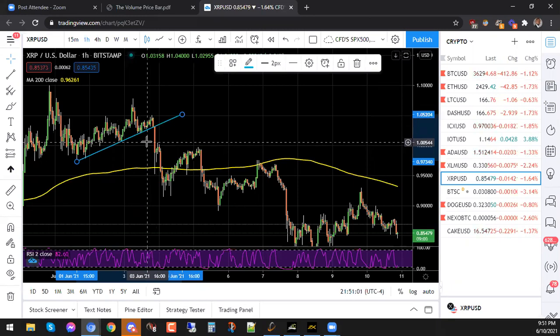Okay, any questions, guys? Everyone knows what a volume price bar looks like. You guys can identify a volume price bar.